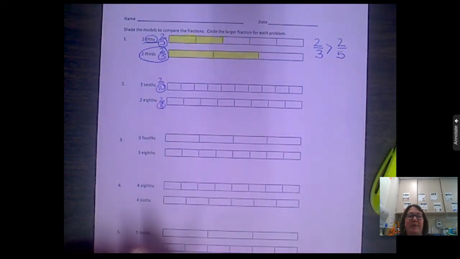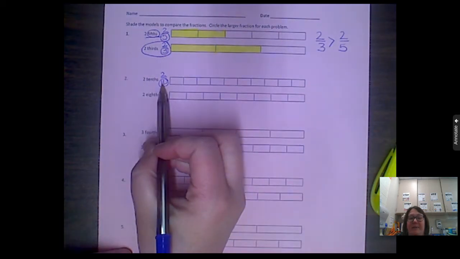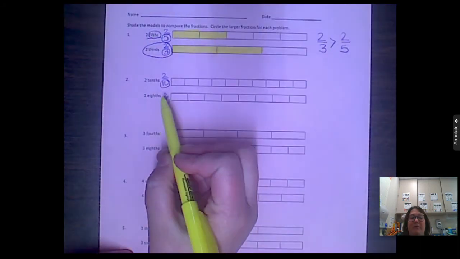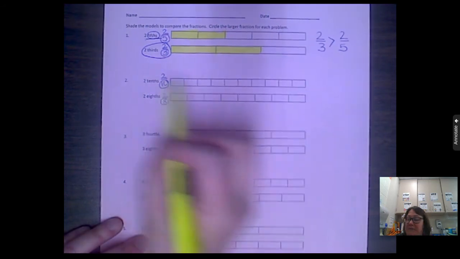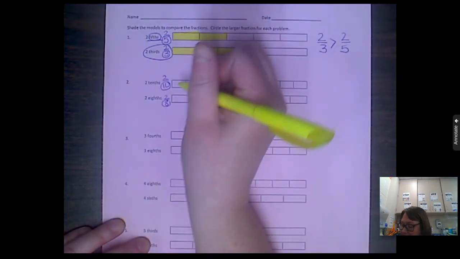Which pieces are bigger? 2/8, right? Because the smaller the denominator, the bigger the piece. The bigger the denominator, the smaller the piece. You would want to share a candy bar between 8 people, not 10, because your pieces would be a little bit bigger. Not much, but they're definitely bigger, right? Go ahead and shade in 2 of each one.